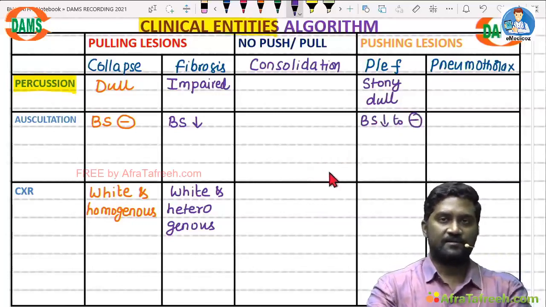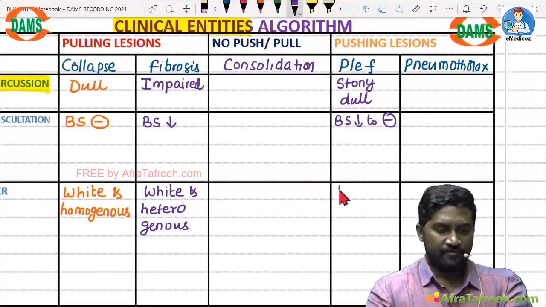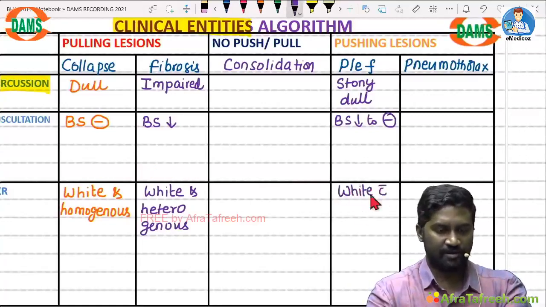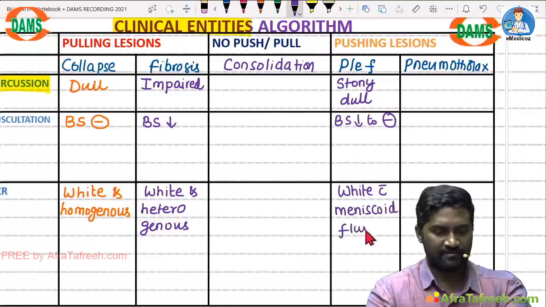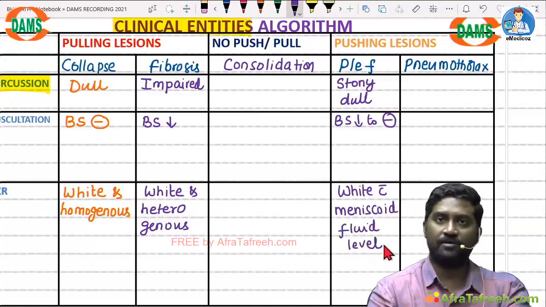Now chest X-ray. It is fluid within the pleural cavity. So fluid will be white. Because it is within the pleural cavity, you get a meniscoid fluid level. What is this meniscoid fluid level? I will show you in a chest X-ray, you will understand. White with meniscoid fluid level.